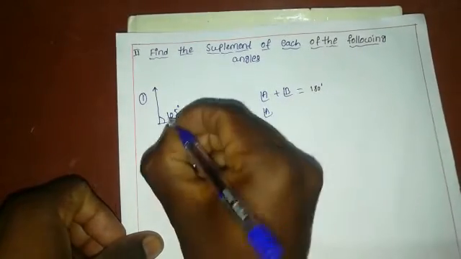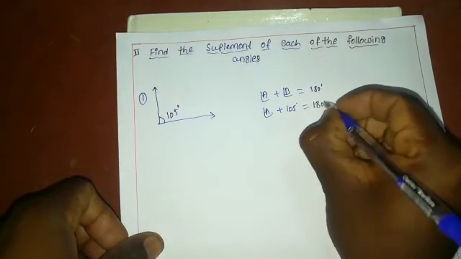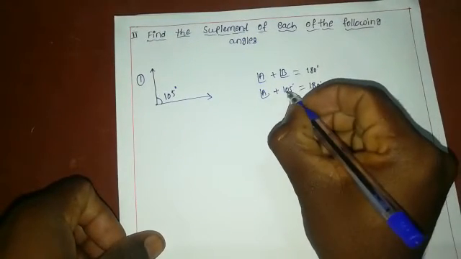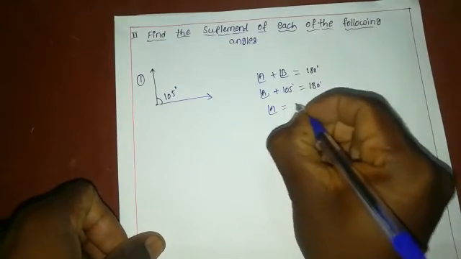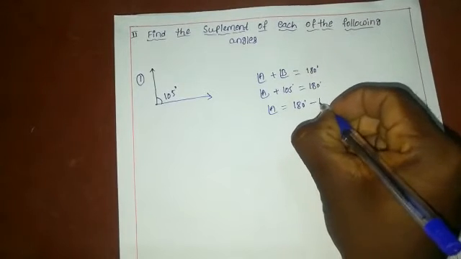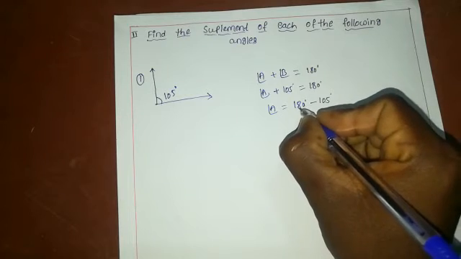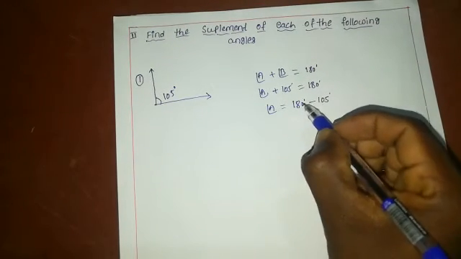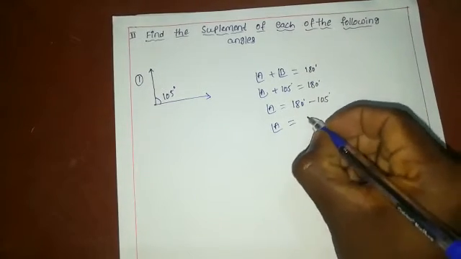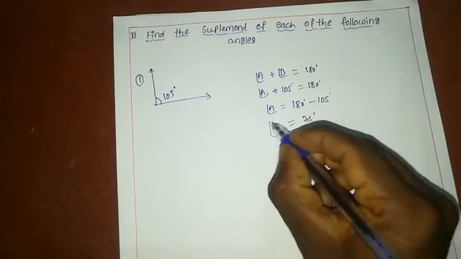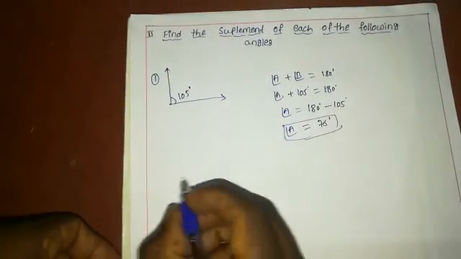Here one of the angles is 105 degrees, which we consider as angle B. So angle A plus 105 degrees equals 180. Now we shift this 105 to the right side, and it becomes negative. Angle A is equal to 180 degrees minus 105 degrees. Subtracting 105 from 180, we get 75 degrees. 75 degrees is the supplement angle for 105 degrees.